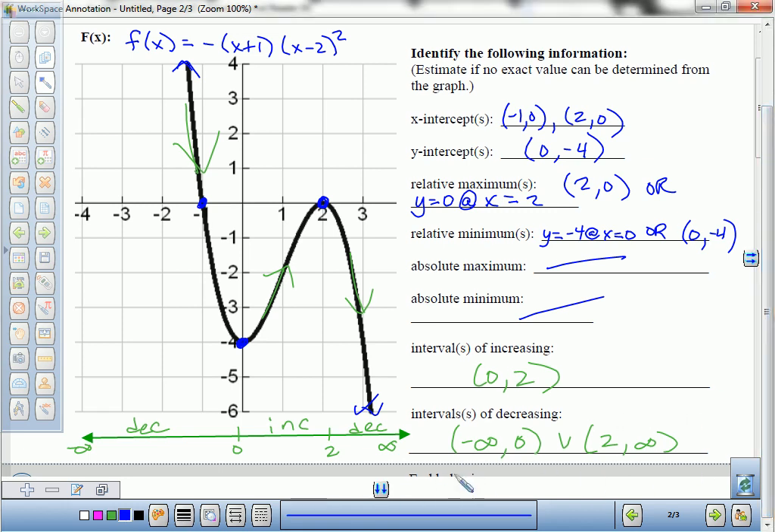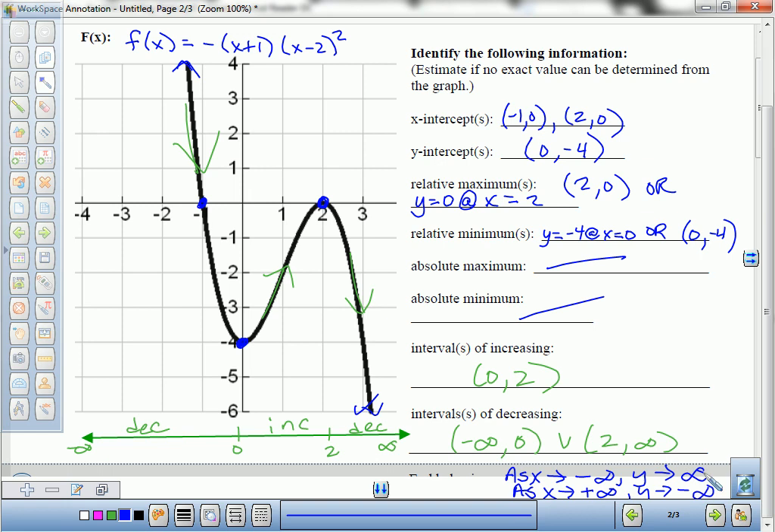Okay, so the last thing is end behavior. On this one, the end behavior, as x approaches negative infinity, what does the y value do? Positive. It approaches positive infinity. And as x approaches positive infinity, what does the y value do? Negative. It approaches negative infinity.